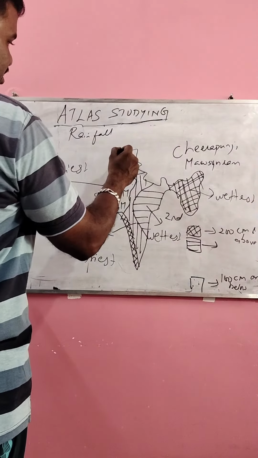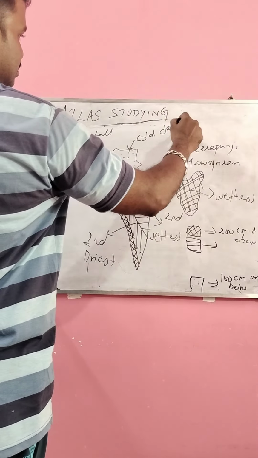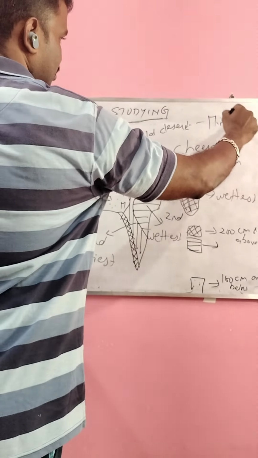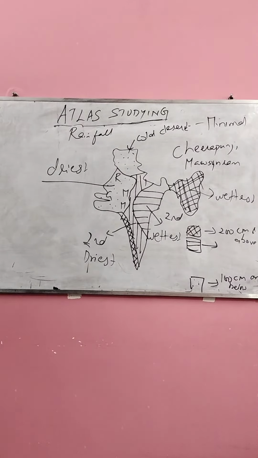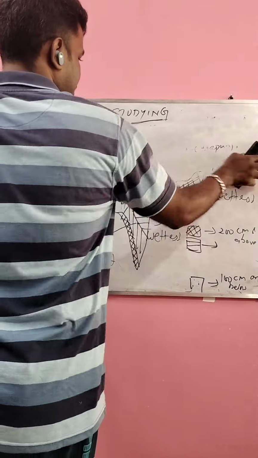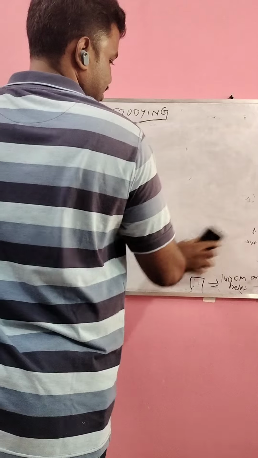Jammu Kashmir region is cold desert. Here also rainfall is minimal. Okay, this is how you study the thematic maps. Do it for other themes. You can do for tiger reserves, national park, biodiversity reserves, natural resources, and so on.